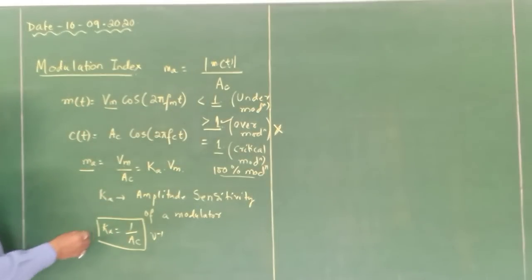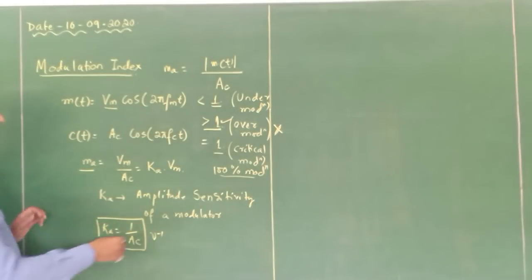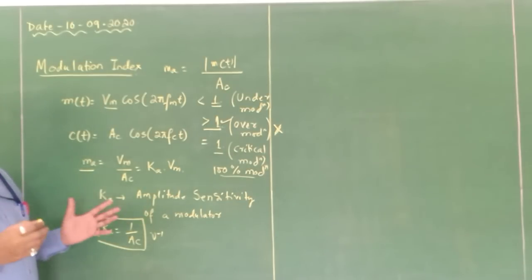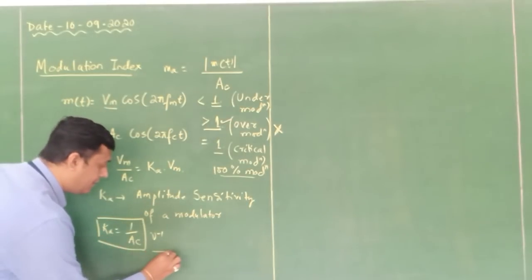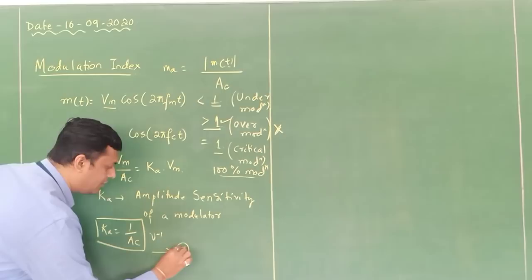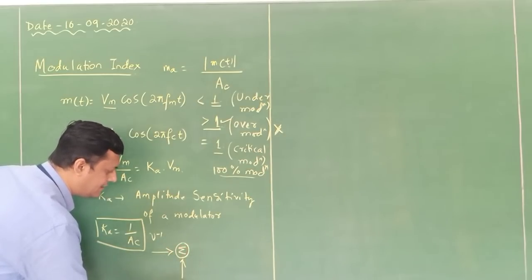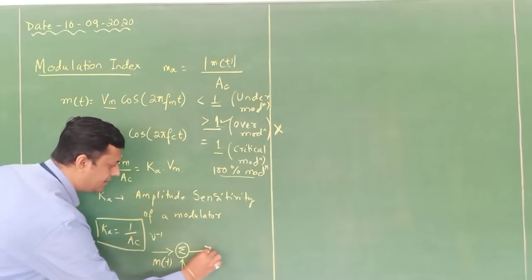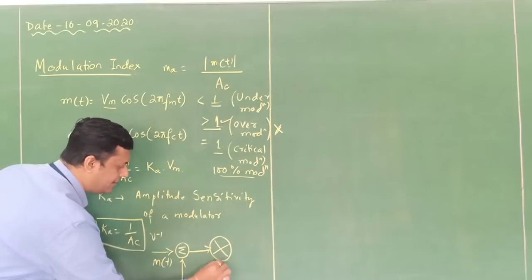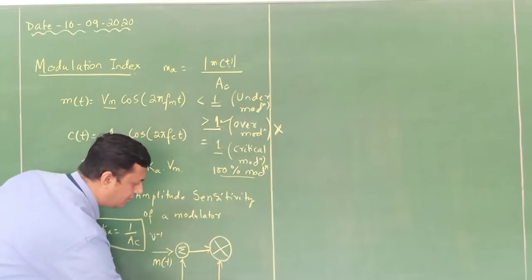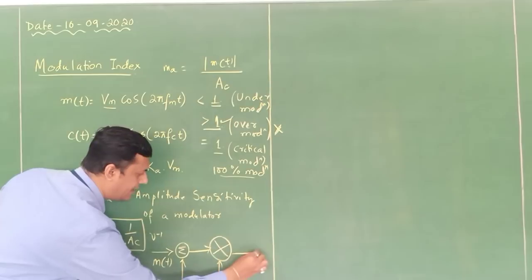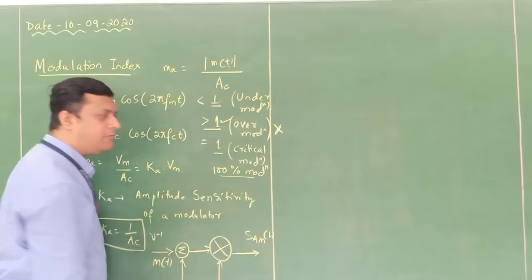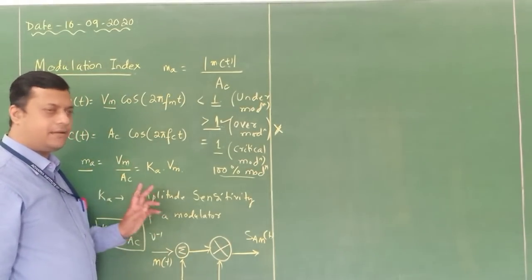Now since this k suffix a is the amplitude sensitivity of a modulator. In the previous class I have drawn a block diagram in which we feed the modulating signal to the summation, in which the carrier amplitude is added to my modulating signal, then it is mixed with cos omega ct, and then the AM signal is generated like this. This is the small block diagram for generation of AM signal.